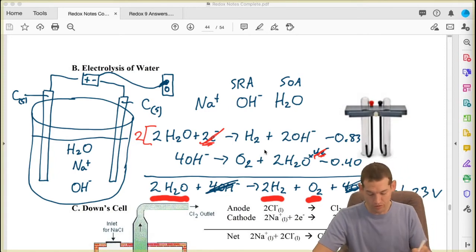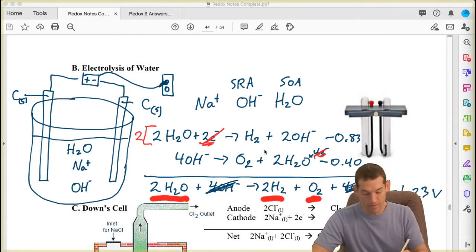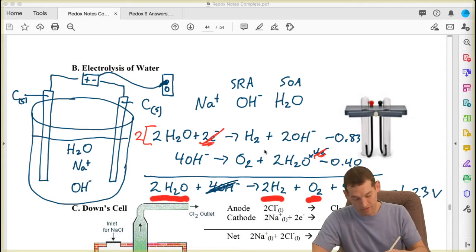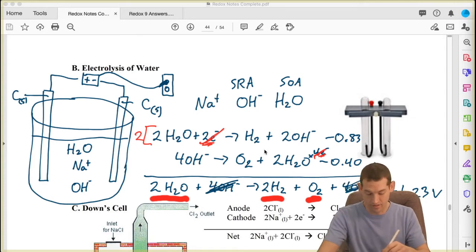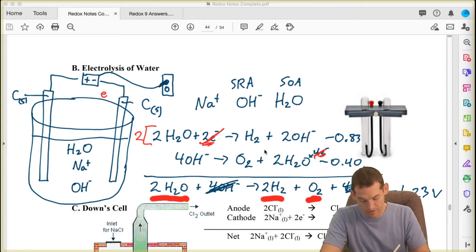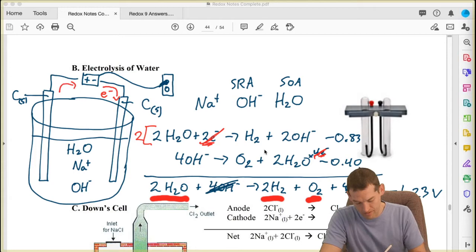Now, if we were to look over here, remember that we can label on here the direction of our electrons because we know that this is the negative terminal. So the electrons are going this way. This is my anode and this is my cathode.